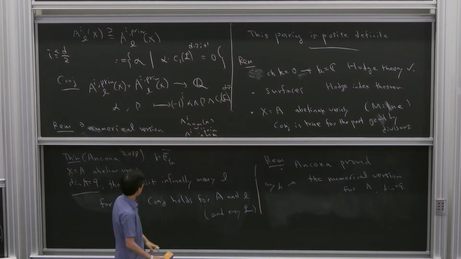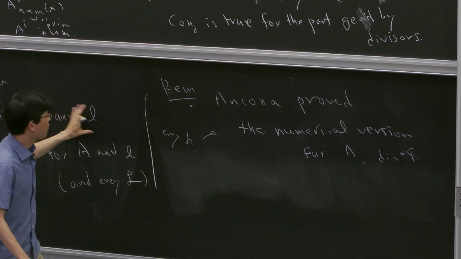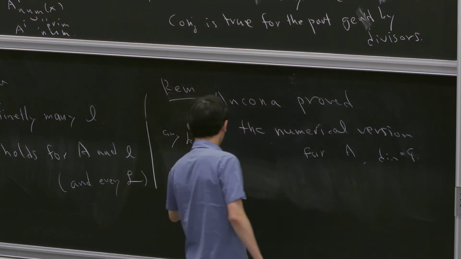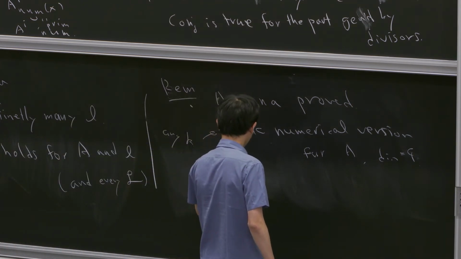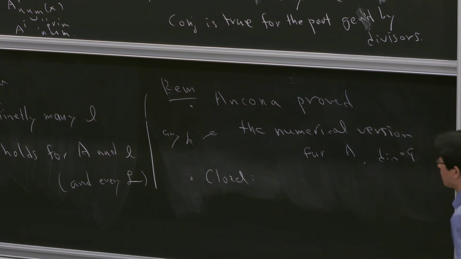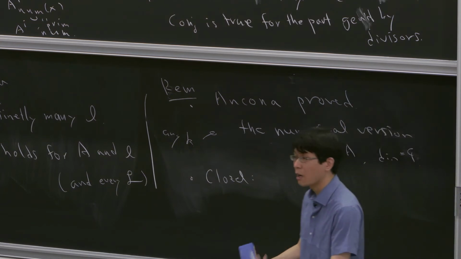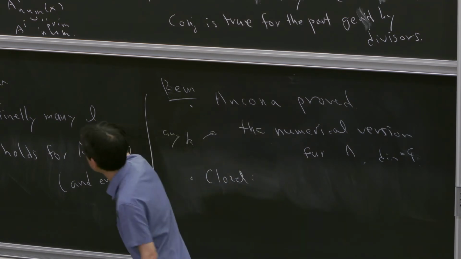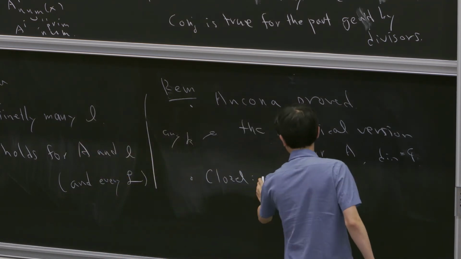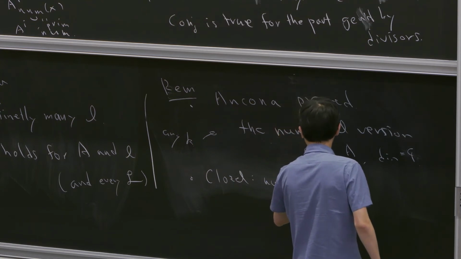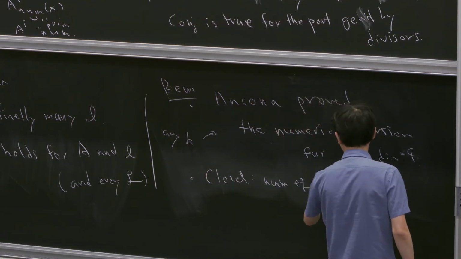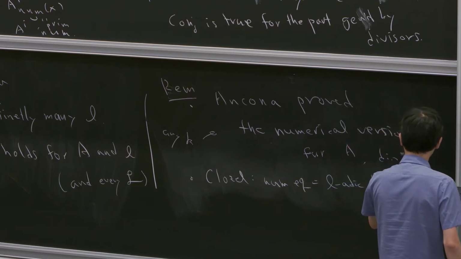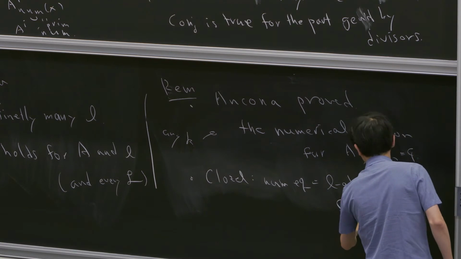And why can you deduce this from this result? Well, there is a result of Kurzweil: numerical equivalence and l-adic homological equivalence coincide for infinitely many l. So numerical equivalence equals l-adic homological equivalence for infinitely many l.